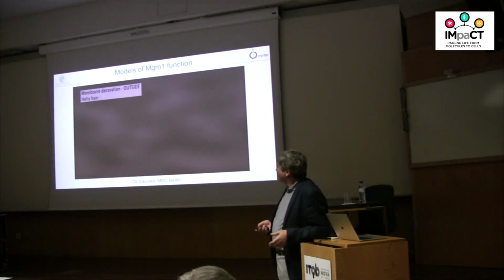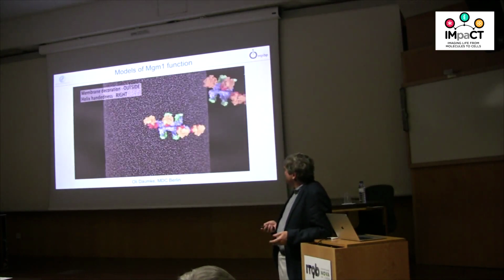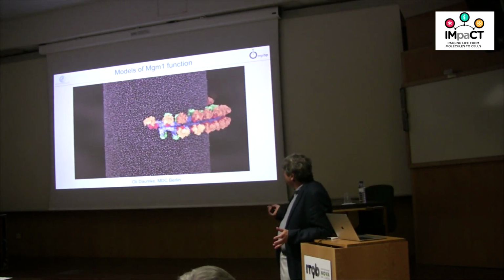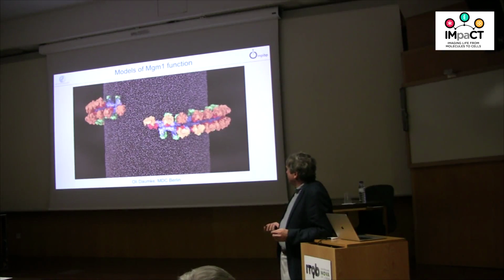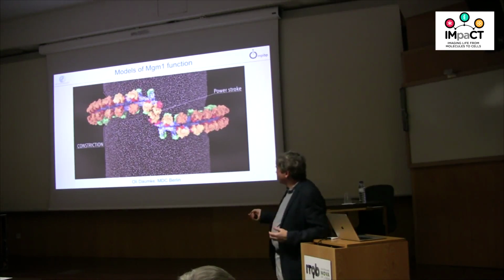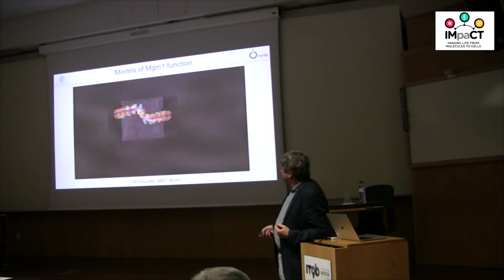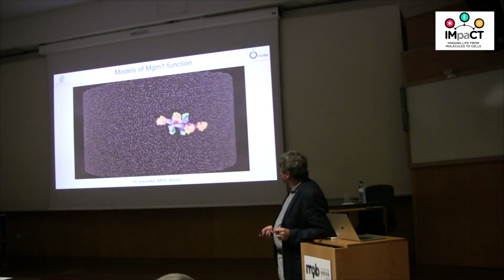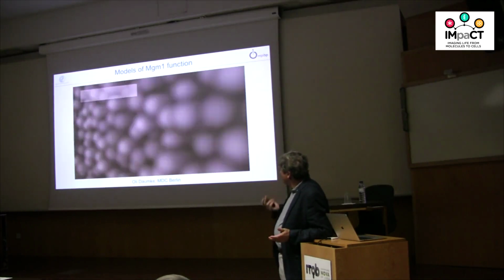It's a model. It's not really data. This is the opposite now, with the handedness of the helix inverted. And now the same thing happens: power stroke, and then it pulls together, you get constriction. And the same thing can happen at the inside of the tube, which is the situation we're more interested in, really.